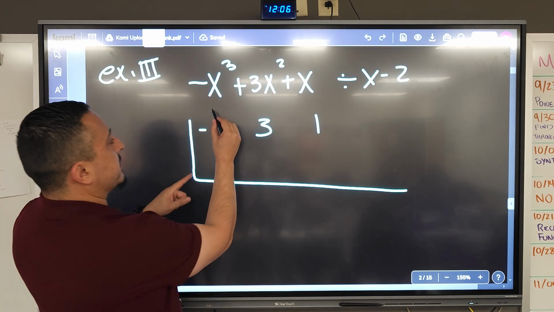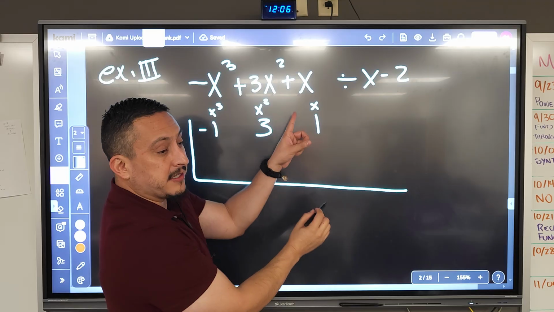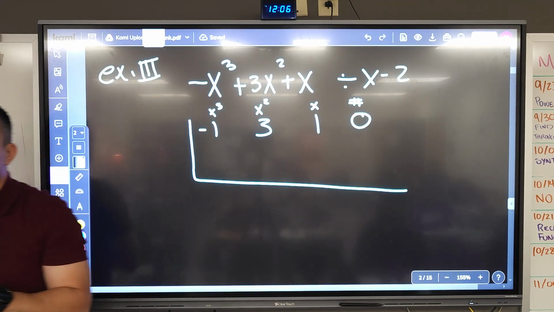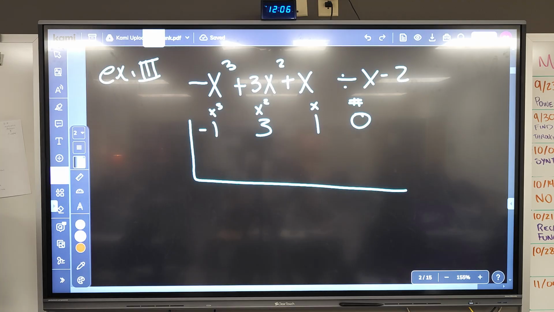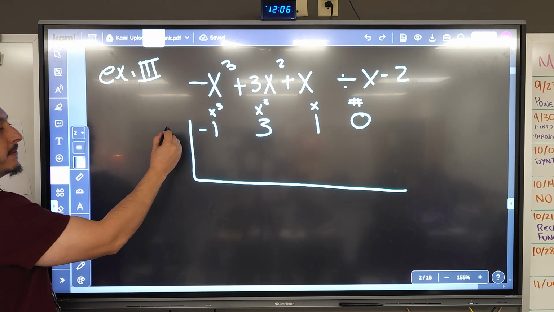So remember, because it has to be a spot for everybody. X cubed, X squared, X, and after X is always the number. So you got to put something there for whatever's missing. That's the first one we do where something's missing. Like if it was missing an X squared, you'd put a 0 for X squared. Whatever's missing, you put something there. Okay? So you put a 0? A 0. Okay, now you can go.